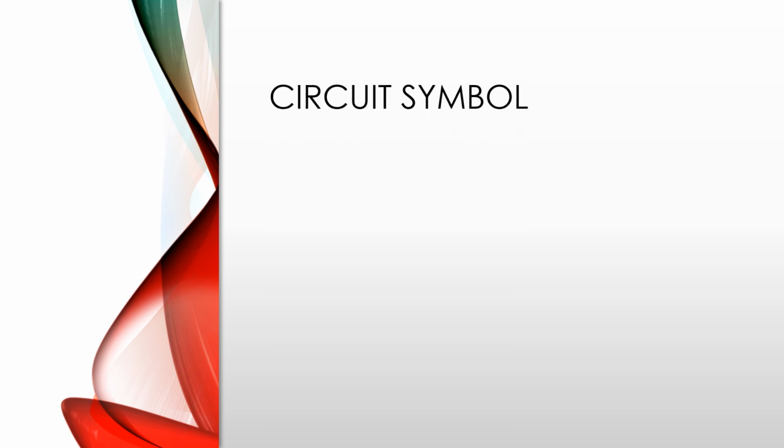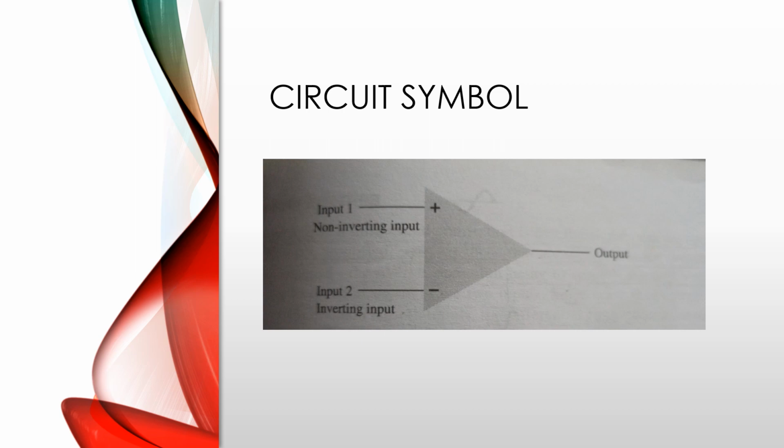So what is the circuit symbol of op-amp? This is the circuit symbol of op-amp. Here, this is input 1, which is called the non-inverting input. This is input 2, which is called the inverting input, and this terminal is called the output terminal.